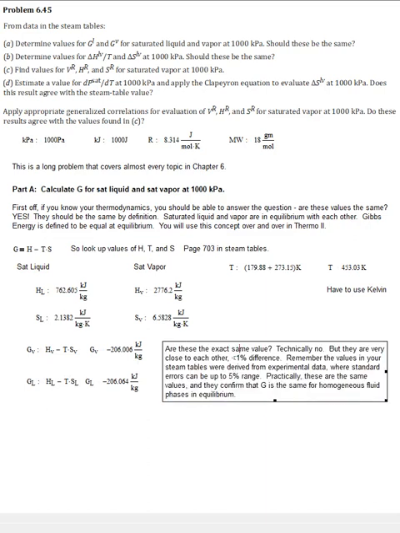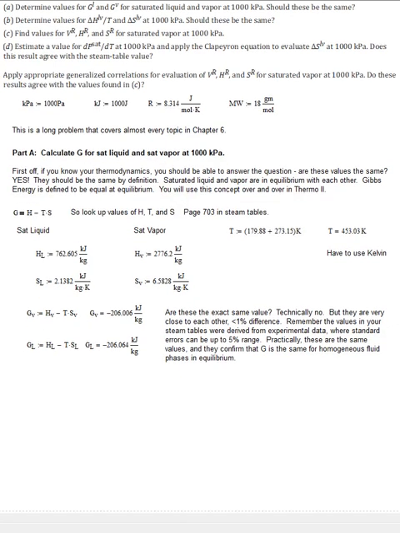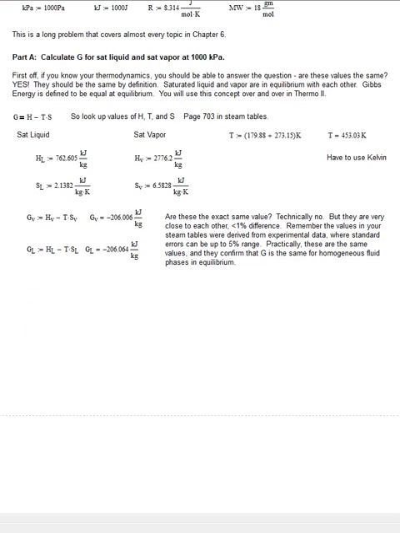Remember that the steam table values were derived from experimental measurements. Typically, if you're doing really good work in a lab, you're going to see about 5% relative standard deviation or standard error in your measurements, and these values are definitely within that limit. So yes, we get the values that we expected. The Gibbs energy of liquid and vapor in equilibrium are the same.